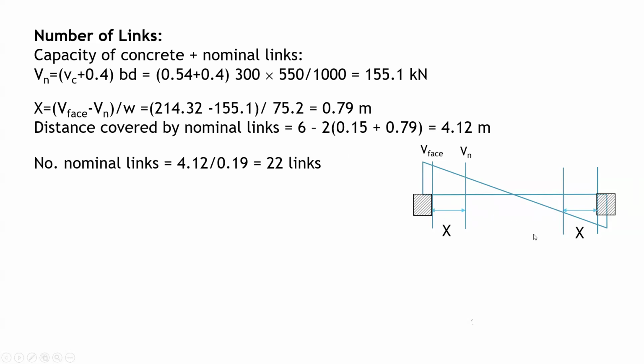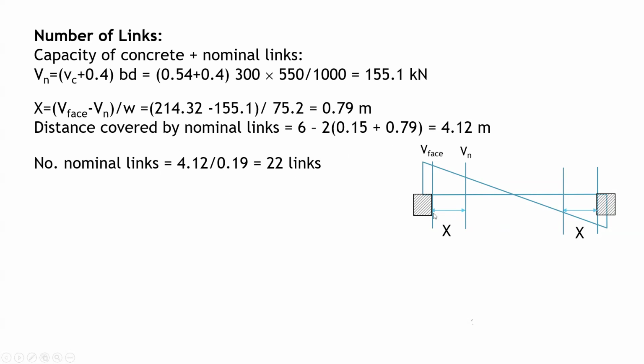Now, how to get the number of links if it is required from you? It is easy. You know the spacing here in the middle part was 190 millimeter. So to get the number of links, you divide the distance by the spacing. So the number of nominal links or minimum links here will be the distance 4.12 meter divided by the spacing, which is 0.19 meter. So it will give us about 22 links.